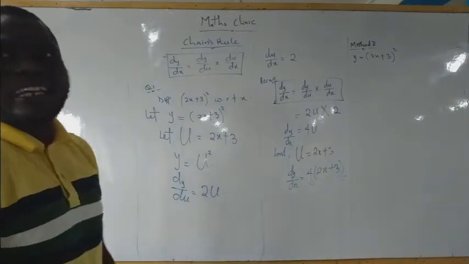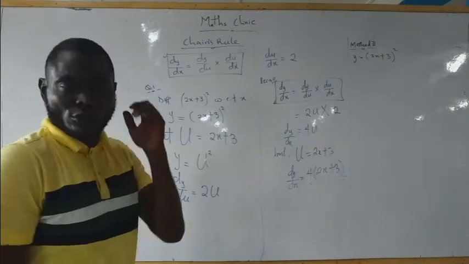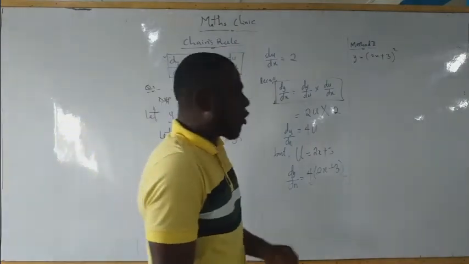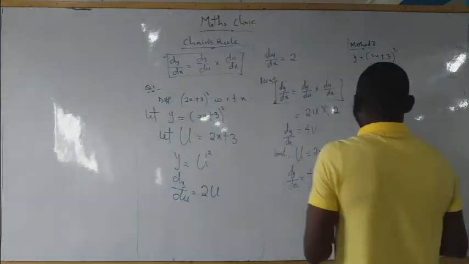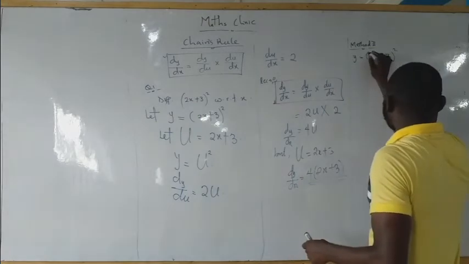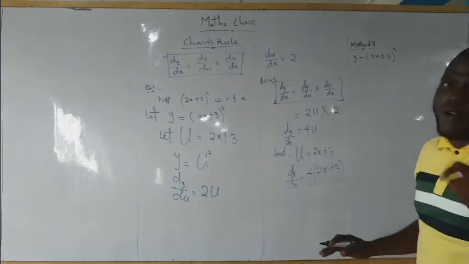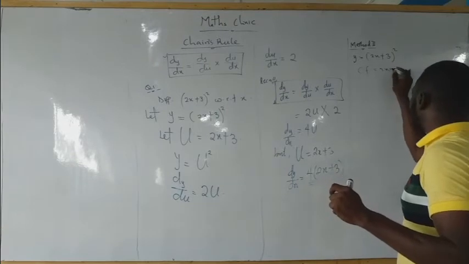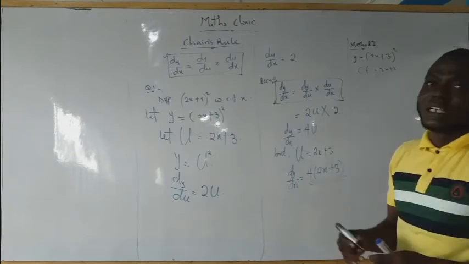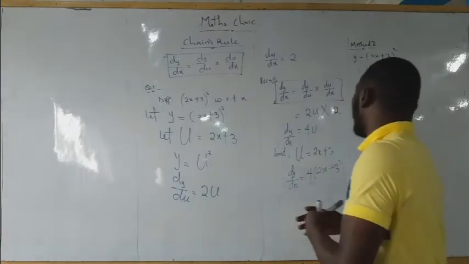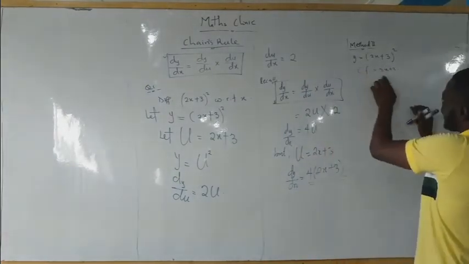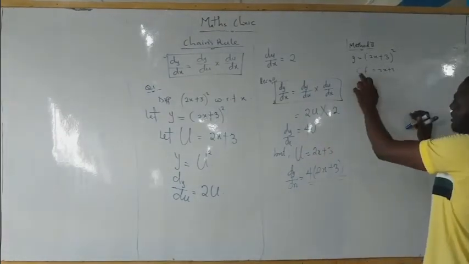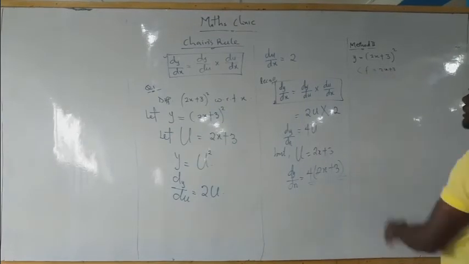We need to identify what we call the core function. The core function is what we have in the bracket. The CF, that is the core function, is 2x + 3. Take note that the core function is what we have in the bracket.